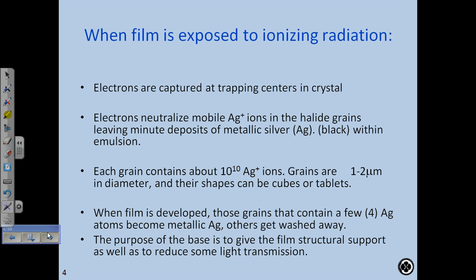The purpose of the base is to give the film structural support, as well as to reduce some light transmission. So if you just take a film and you don't irradiate it, and you run it through the processor, it comes out looking blue, like a light hint of blue. That's because all the emulsion has been washed away, and all you have is the structural layer.